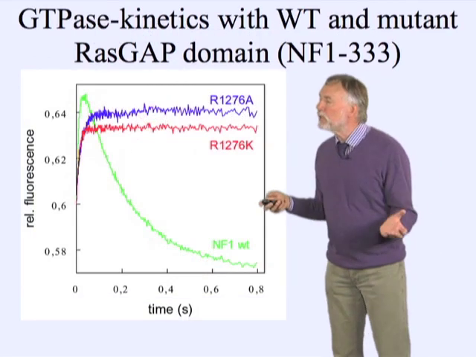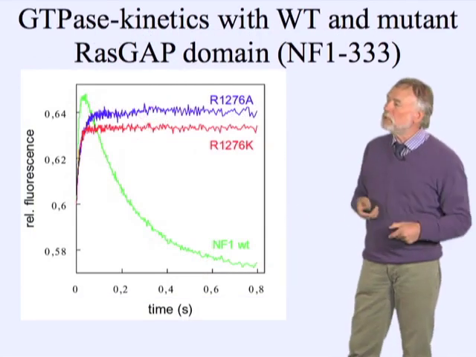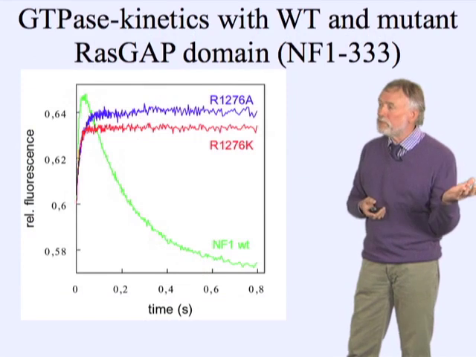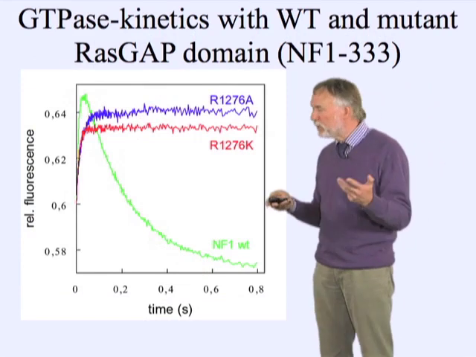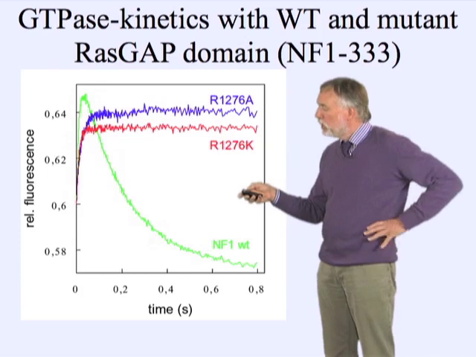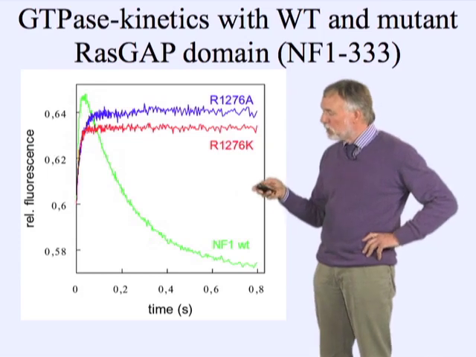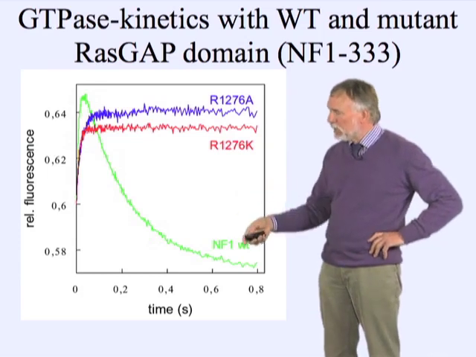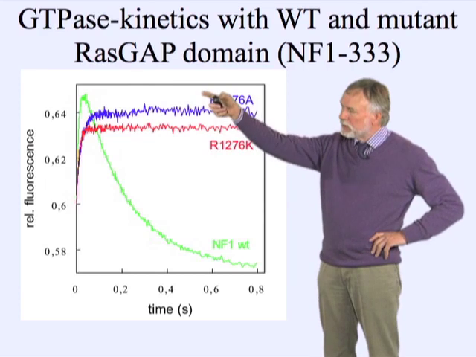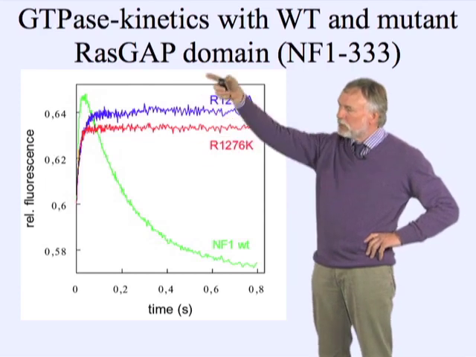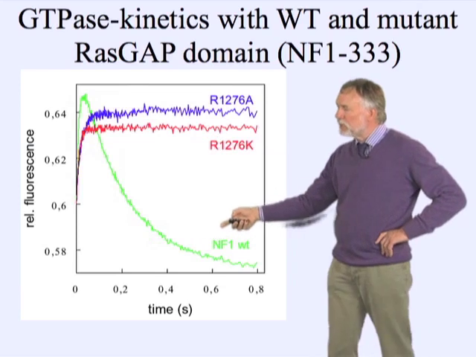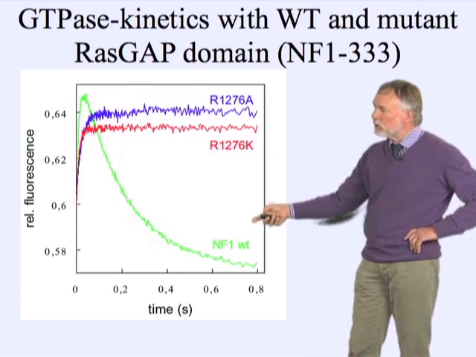So we looked for conserved arginines in all the Ras GAPs that I've shown you, and indeed we found several. Most of them didn't make any difference, but there was one arginine that, when mutated, shows the following pattern in the reaction. So you again have, in the green version, the wild-type version, a fast increase due to complex formation, and a fast decrease due to dissociation after GTP hydrolysis.